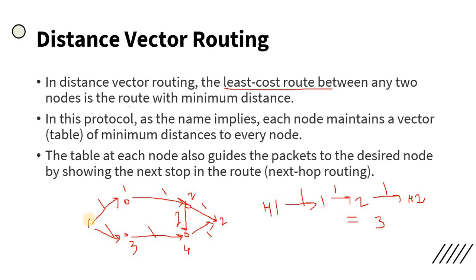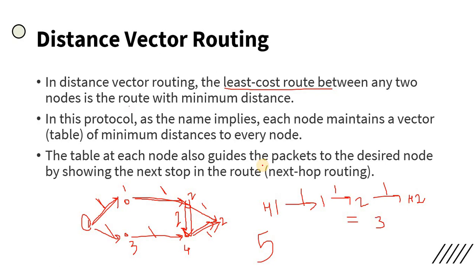There is another route through which we can reach the destination. From host 1 to router 1, then router 1 to router 2, router 2 to router 4, and router 4 to host 2. If we choose this route, the distance becomes 1 plus 1 plus 2 plus 1, so the distance becomes 5. So the minimum distance routes are these two: host 1 to routers 1 and 2 and host 2, and host 1 to routers 3 and 4 and host 2. These two routes are optimal, and we can use either of them. This is how distance vector routing is used.